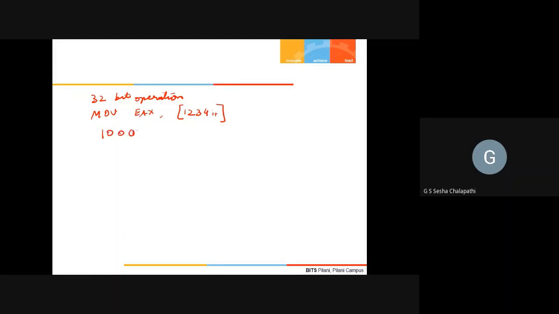10010 will be the opcode. The direction bit will be 1 because I am moving data into a register. W bit will be 1 because I am moving 32-bit data into EAX. Then the mod field, reg field, and R/M field. Now reg field again will be 000 only.